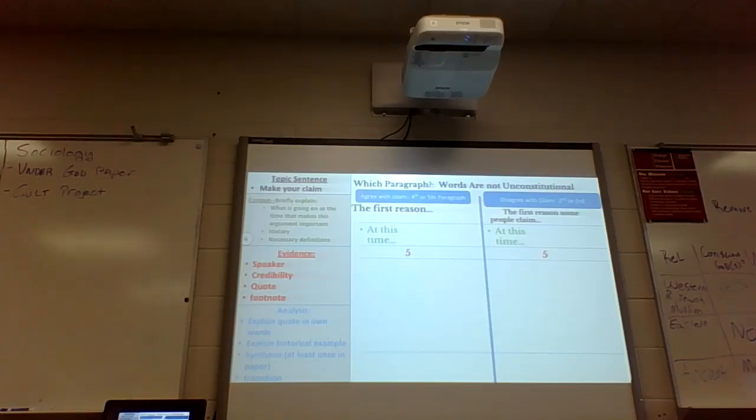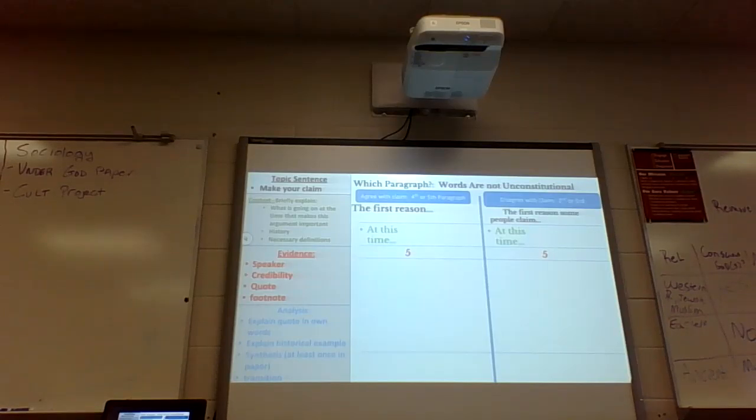Everyone, listen. The previous paragraph we wrote is arguing the opposite of this one. The previous paragraph we wrote in class together was arguing that the words are unconstitutional, so they should be removed. This is the paragraph that answers that. So these two are going to end up not being next to each other. Well, they might be next to each other. No, they won't. Very unlikely.